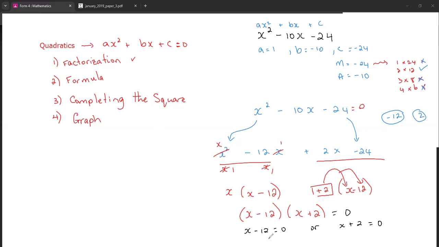Carry across, so x will be equal to positive 12, or x, when I carry across the 2, it becomes negative 2. So my answers, a quadratic, you're going to have two solutions. My answers will be x is equal to 12, or x is equal to negative 2. You put both solutions, unless it is clear that they tell you that the value of x is a positive number, or so on.